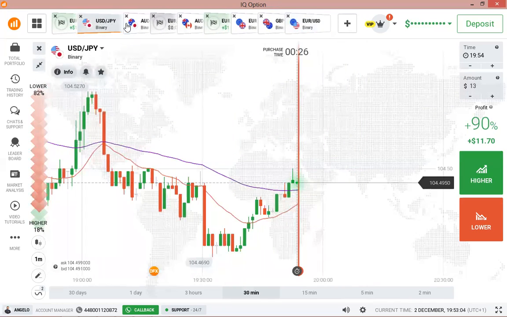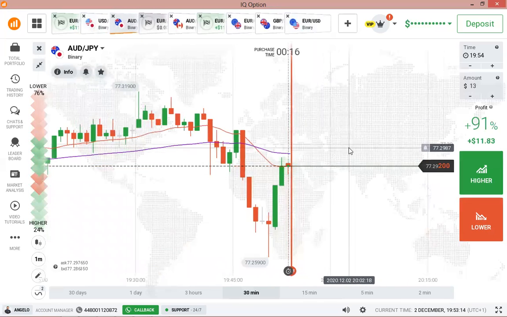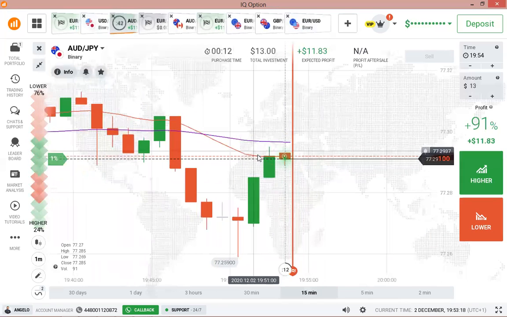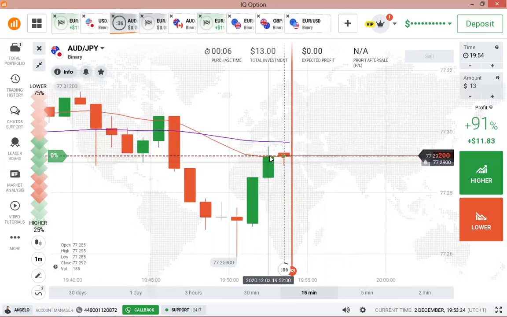So it did not reverse. It did not reach the level. Okay, now this one reached the level. So I'm going to place put option because it reached this level, got a rejection from sellers. It reached the resistance area, got a rejection from sellers.